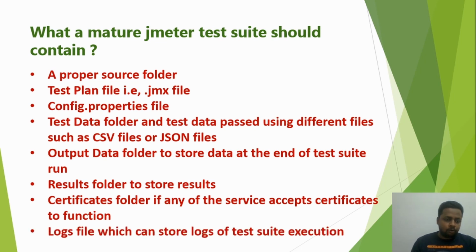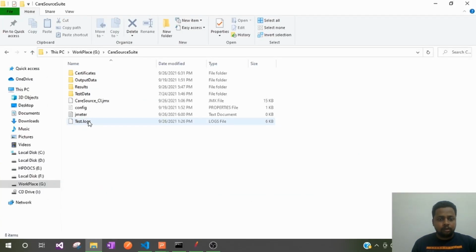We should have a logs file which can store logs of test suite execution. At the end of the test suite run, we need to write these logs into one of the files. JMeter by default writes it into one of the files. You can also specify a file name and write the logs if you want. Okay, to check the execution logs, what all has been loaded and where it has gone wrong, everything we can check in this logs file.